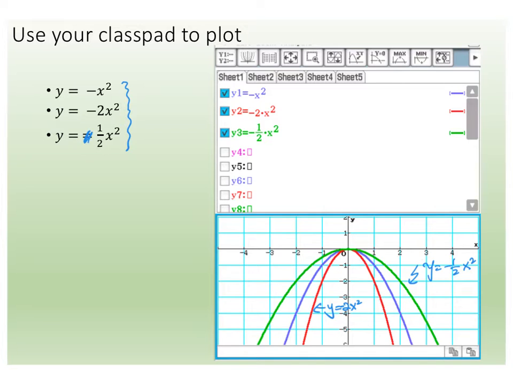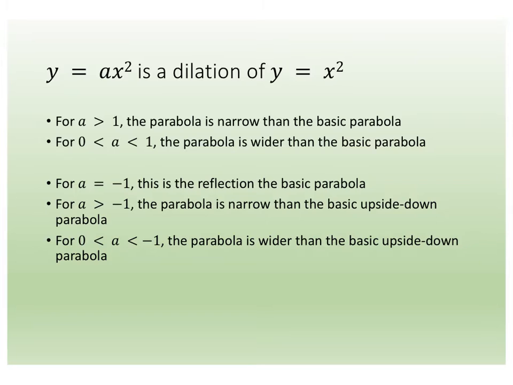Now go back one slide. Same with this. y equals minus 2x squared is narrower than y equals minus x squared. y equals minus half x squared is wider than y equals minus x squared. So what is it telling me? y equals ax squared is actually a dilation of y equals x squared. So for a greater than 1, the parabola is narrower than the basic parabola. For a greater than 0 but less than 1, the parabola is wider than the basic parabola.